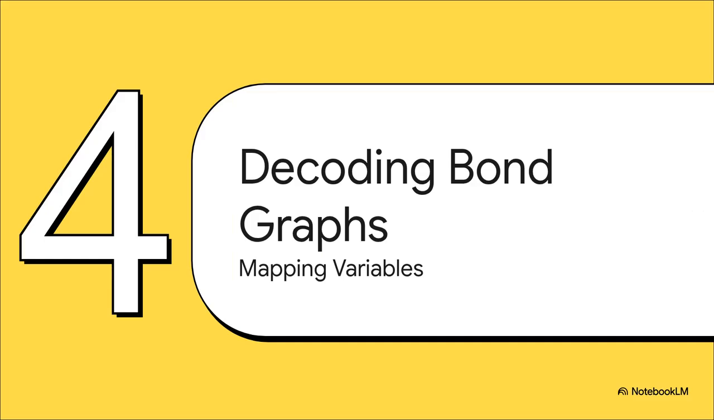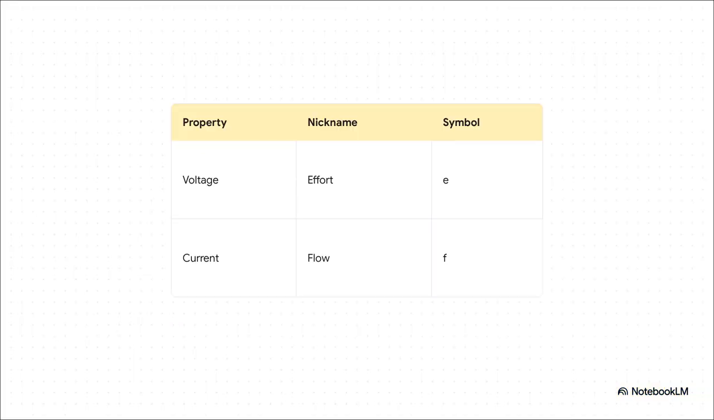All right, let's put it together. Decoding the bond graph. I want you to treat this translation chart kind of like a decoder ring or a map of an ancient tomb. It shows exactly how standard electrical domain symbols map directly to their specific bond graph nicknames. Check out the left side, voltage and current. Now look on the right, their bond graph equivalents. Voltage maps to effort, which is represented by a lowercase e. Current maps to flow, represented by a lowercase f. So whenever you see an e or an f in a diagram, boom, you immediately know you're looking at the effort of voltage and the flow of current. It's a real game changer.